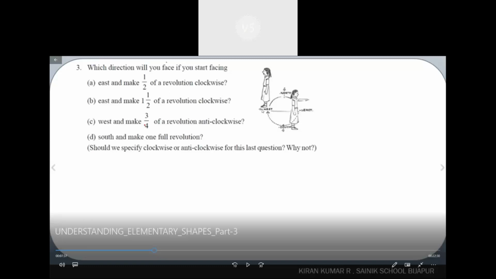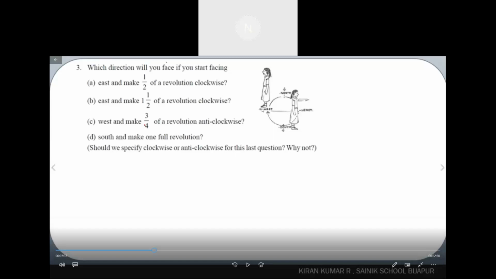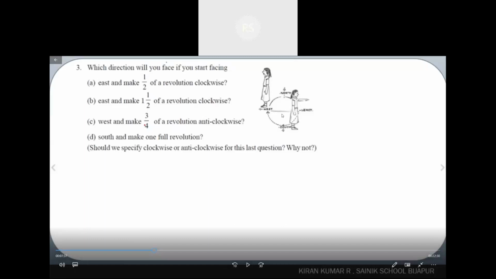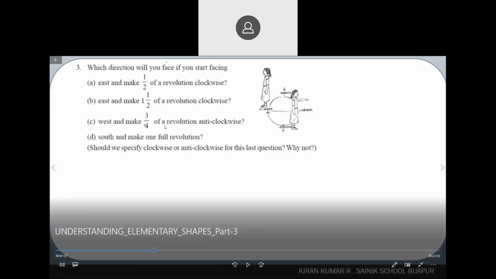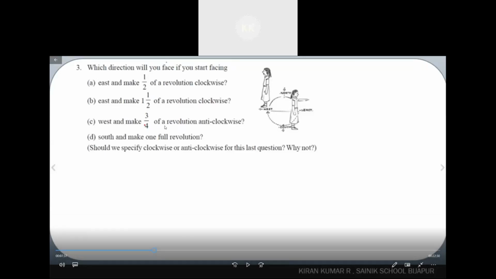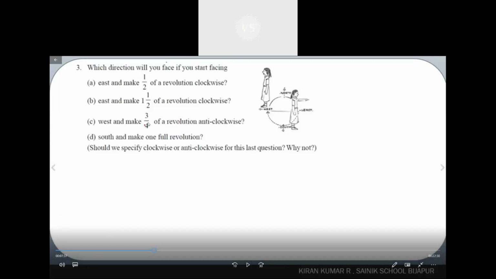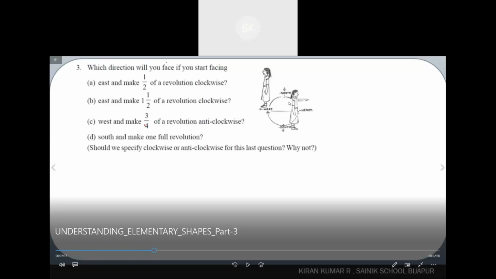How much is 3 by 4? 3 by 4 is 270 degrees. Sir, 1 by 2 is how much degree? Half is 180 degrees. 1/4 is 90 degrees. So 3/4 is 270 degrees. Sir, if it takes half a revolution, then it will face west, and if it takes a full revolution, then it will face east.